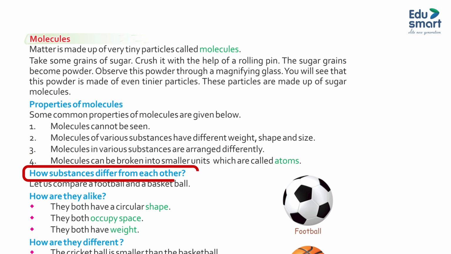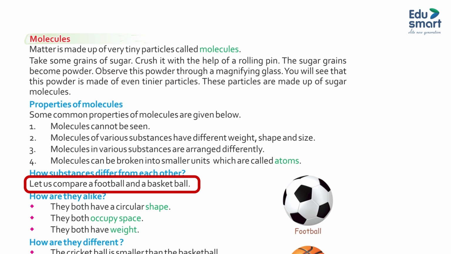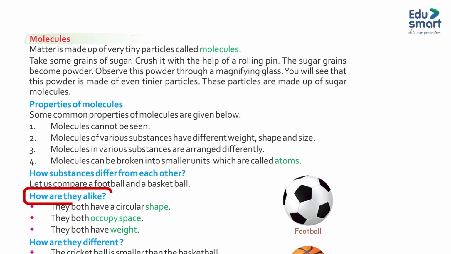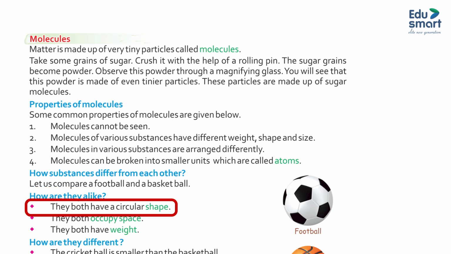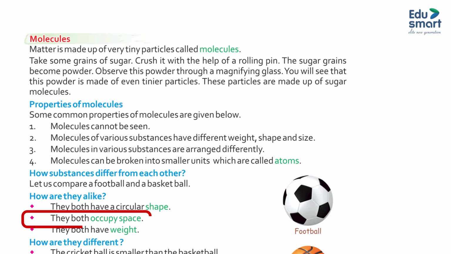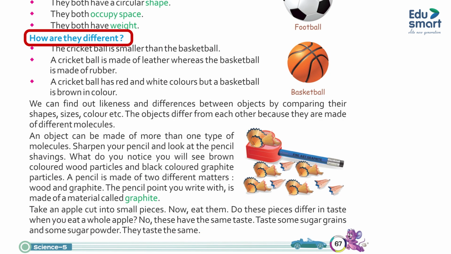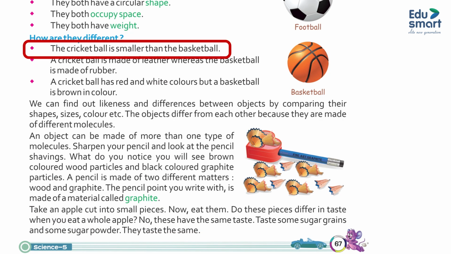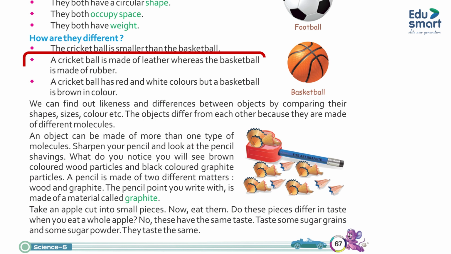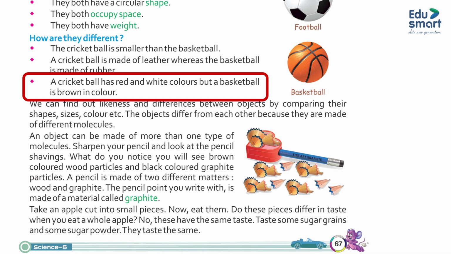How do substances differ from each other? Let us compare a football and a basketball. How are they alike? They both have a circular shape. They both occupy space. They both have weight. How are they different? The cricket ball is smaller than the basketball. A cricket ball is made of leather, whereas the basketball is made of rubber. A cricket ball has red and white colors, but a basketball is brown in color.